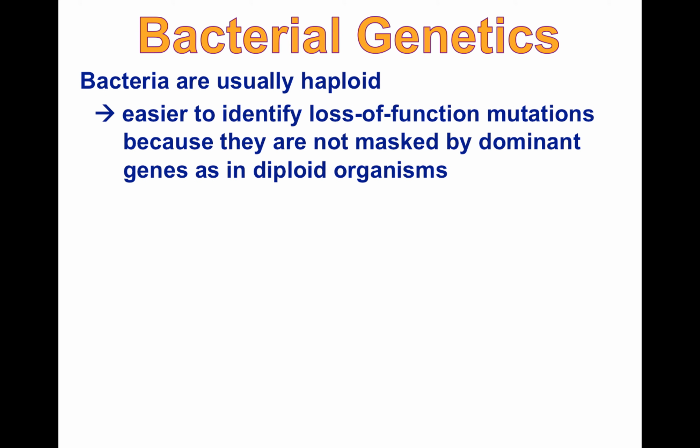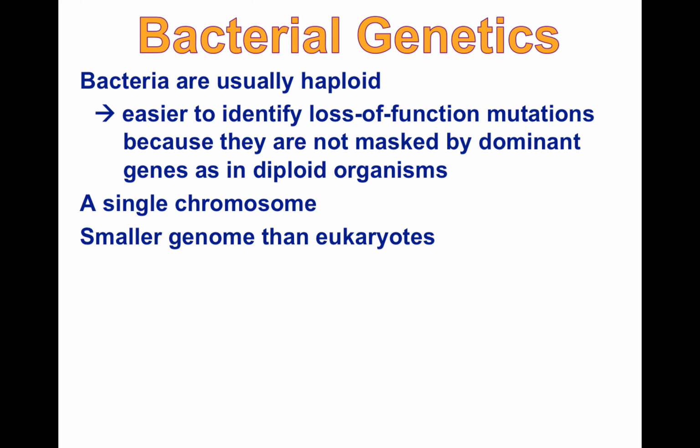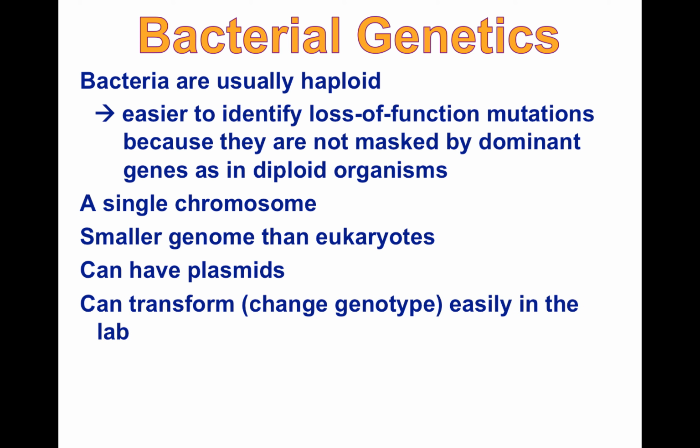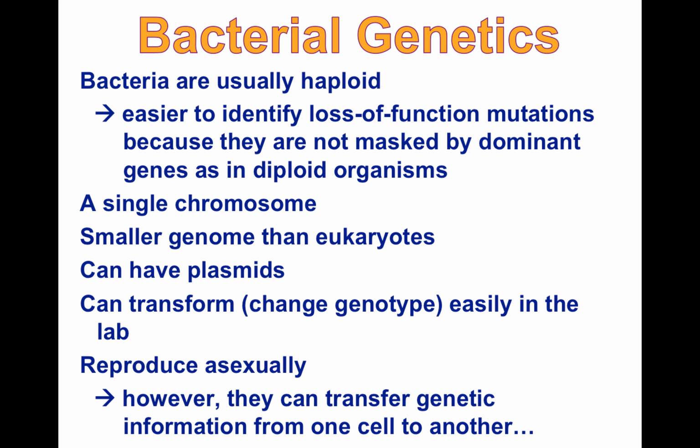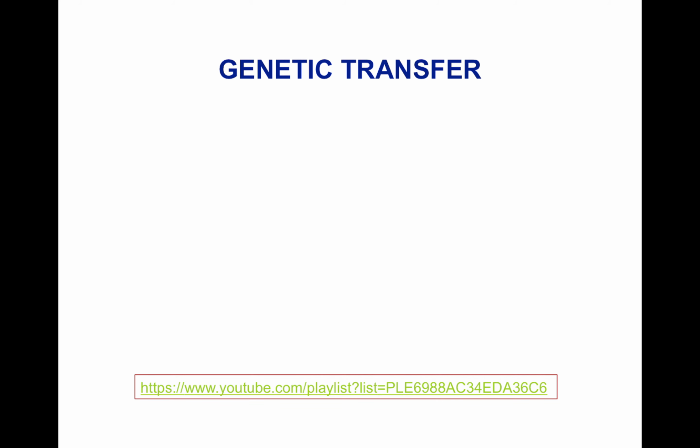Bacteria are usually haploid, which means that it's easier to identify loss of function mutations because they are not masked by dominant genes as they are in diploid organisms. A single chromosome is the only chromosome that exists in bacterial cells. They have a much smaller genome than eukaryotes. They can have plasmids, and they can transform or change genotype easily in the lab. They reproduce asexually.